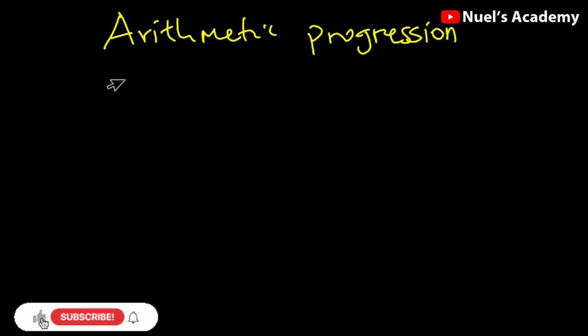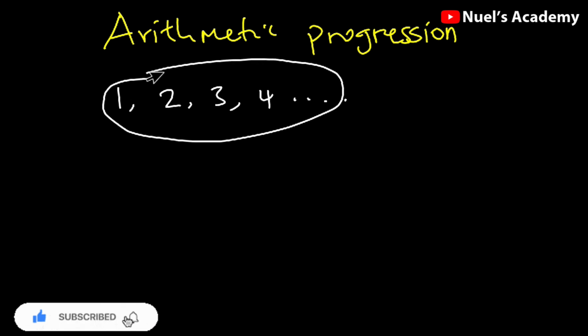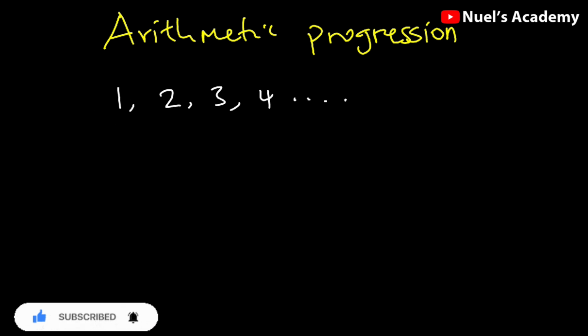Alright, so suppose you have these numbers 1, 2, 3, 4 and so on. Now, because these numbers are presented one after the other in an orderly manner, we refer to this set as a sequence. So sequences are numbers that appear in an orderly manner. For example, 2 minus 1 is 1, 3 minus 2 is 1, 4 minus 3 is 1, and so on. So these numbers are presented in an orderly manner.